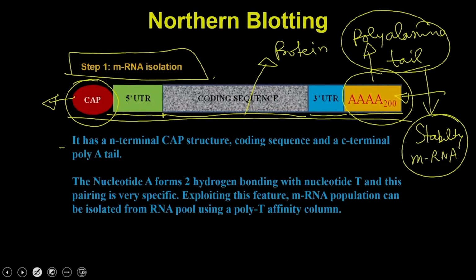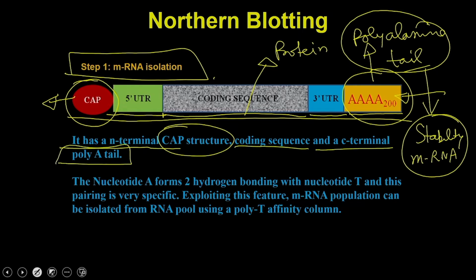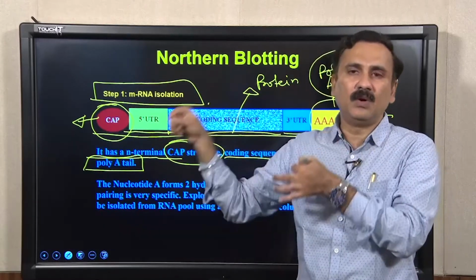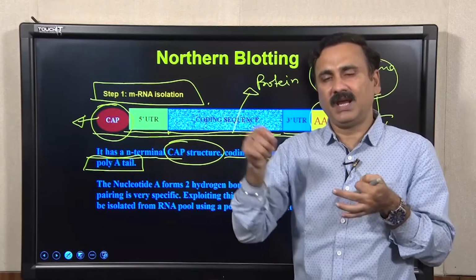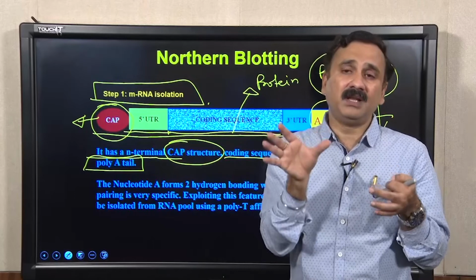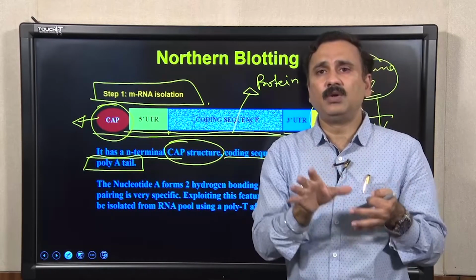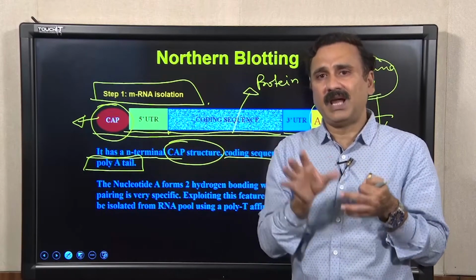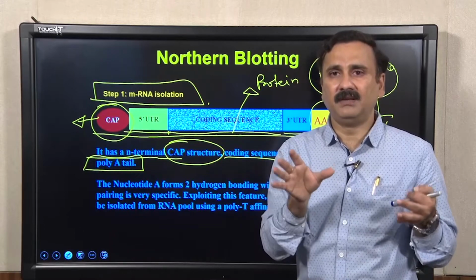So, as I said, the messenger RNA has the N terminal cap structure. This is a 5 prime cap, then you have the coding sequence and a C terminal poly A tail. Poly A tail means you have a string of A's which can vary from 50 to 200, and the length of this tail, or the number of nucleotides present in this poly A tail, is going to decide the life of this messenger RNA within the cytosol.